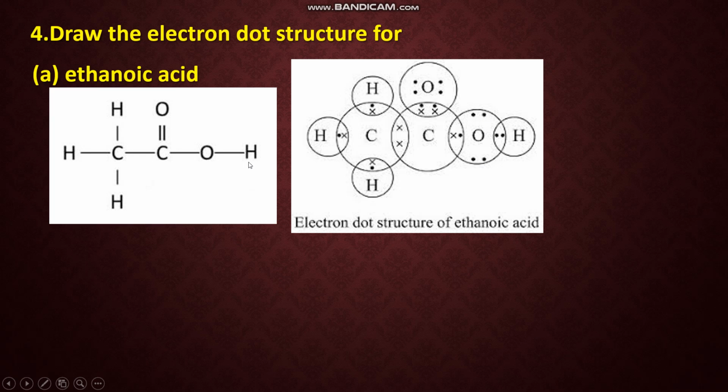So once again, if the electron dot structure is asked, first what do you have to do? This is not the electron dot structure, this is the structure. So to draw the electron dot structure easily, if you first draw this structure, it will be easy for you to draw the electron dot structure. So first you draw the structure with the bonds. Then around each atom you draw the circles. Then after that you have to see how many bonds are present.